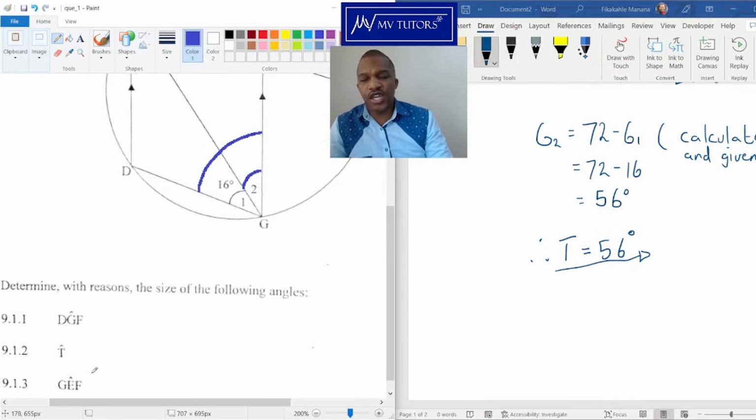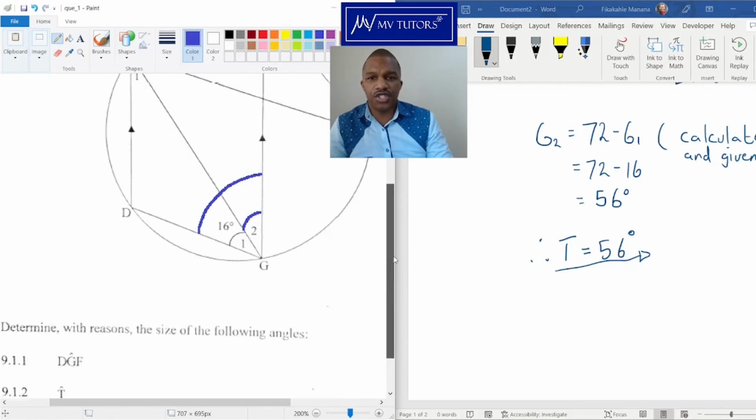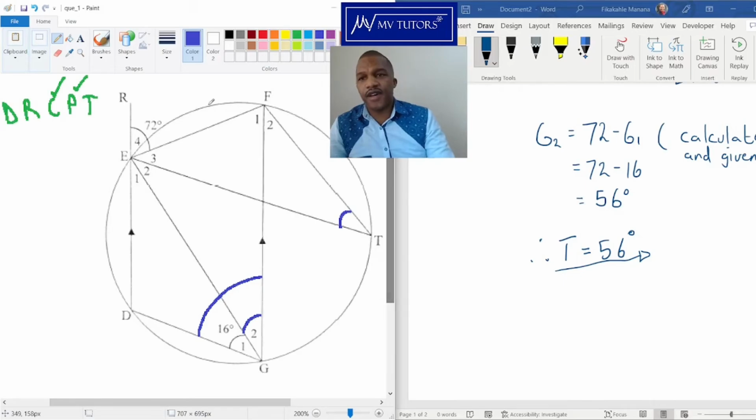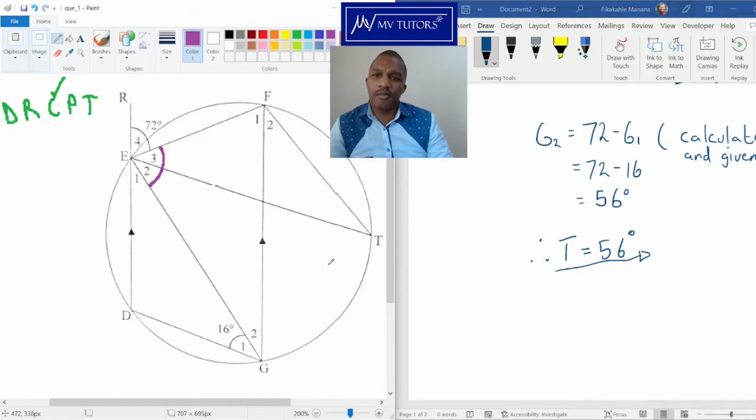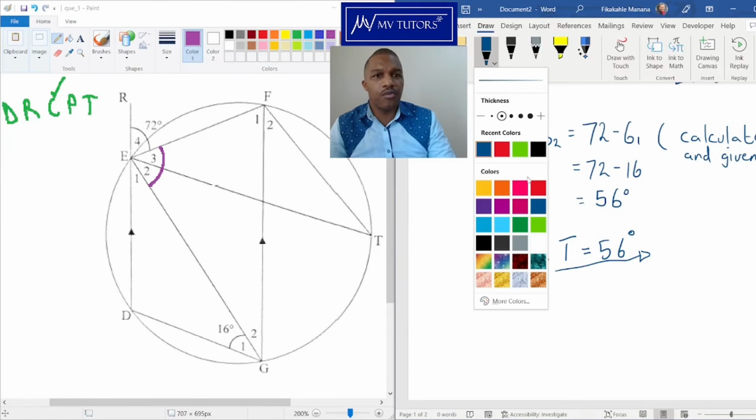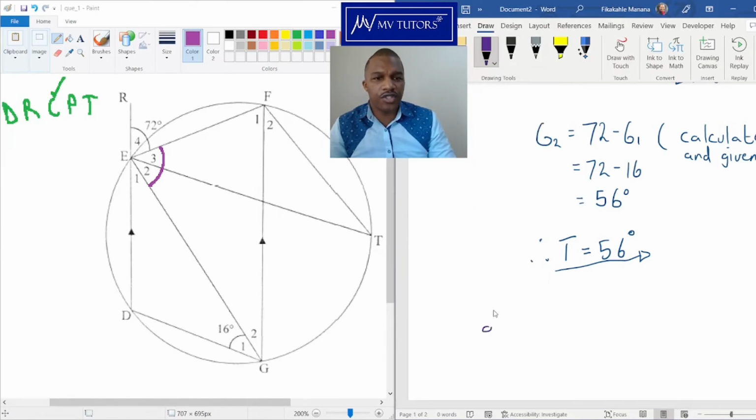They want GEF this time. Let's look at GEF. Let's find GEF. Let's use a different color. What shall we do now? Let's go purple. GEF. They want this angle here, right there. Okay, what's gonna help us? I can visualize it, but let's write it down first. Even here, let's go purple. There we go. And that's question 9.1.3.